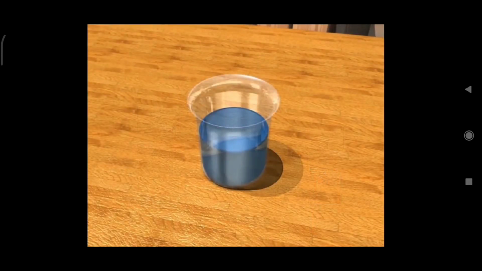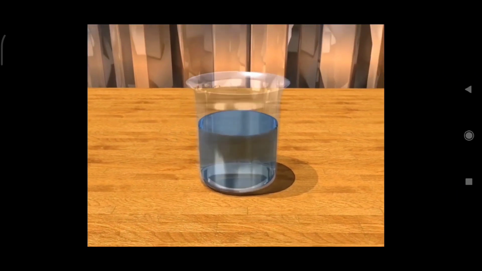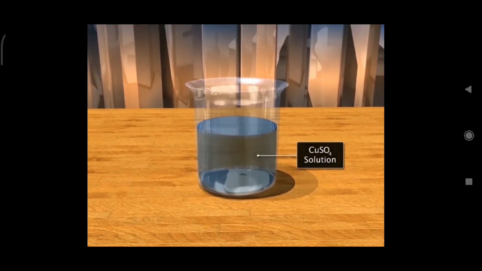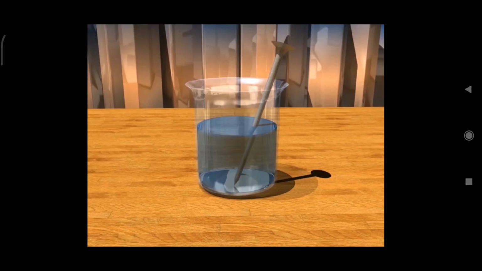The following activity will also help us to understand this. Take a solution of copper sulfate in a beaker. Drop an iron nail into this solution. Leave the beaker undisturbed for some time.